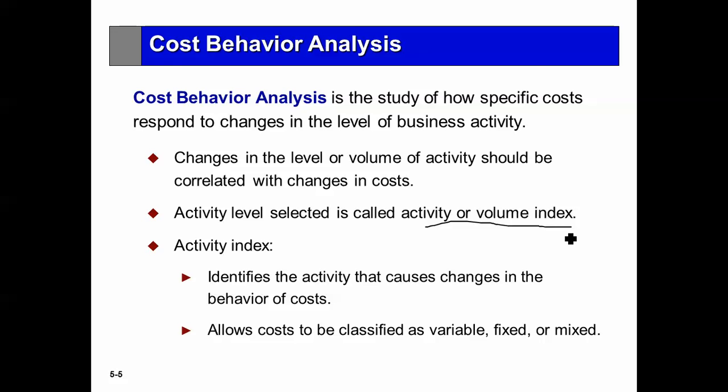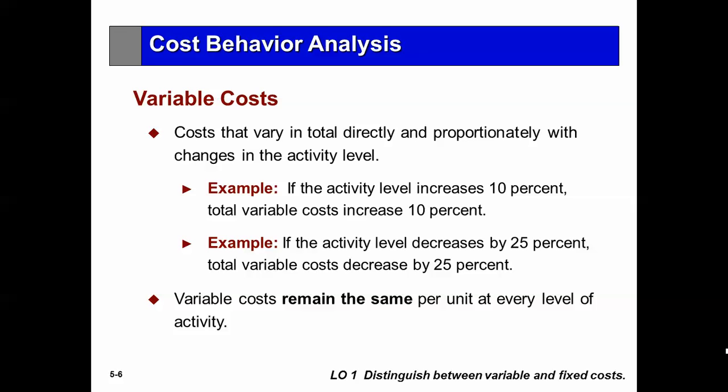Now, the costs again are in three categories: variable, fixed, and mixed. A variable cost is a cost, now remember this, that changes in total, in direct proportion with changes in the level of activity. That is, if the activity increases 10%, then the variable cost will increase 10%. If it decreases 25%, then the variable cost in total will decrease 25%. The thing is, a variable cost remains the same when I'm talking per unit basis.